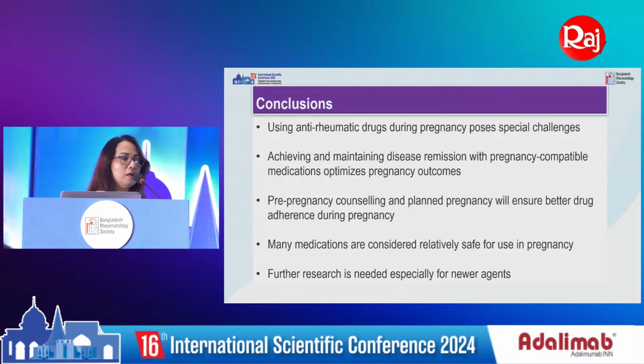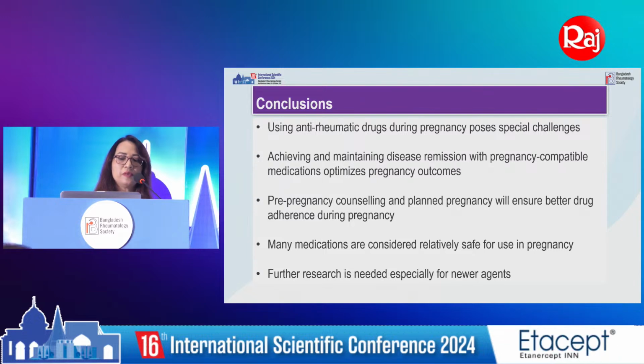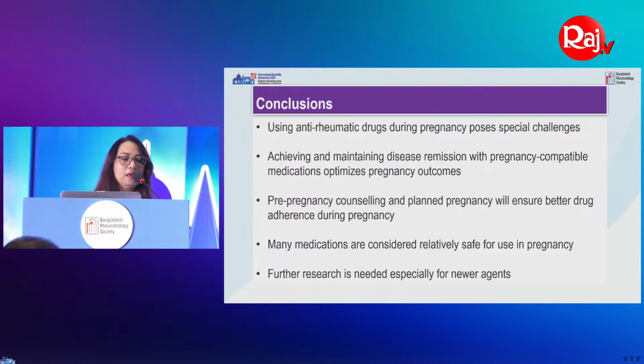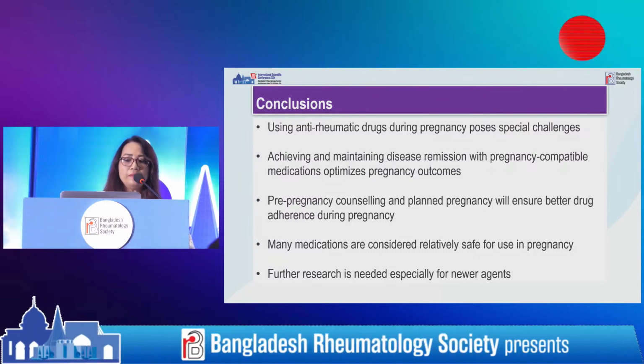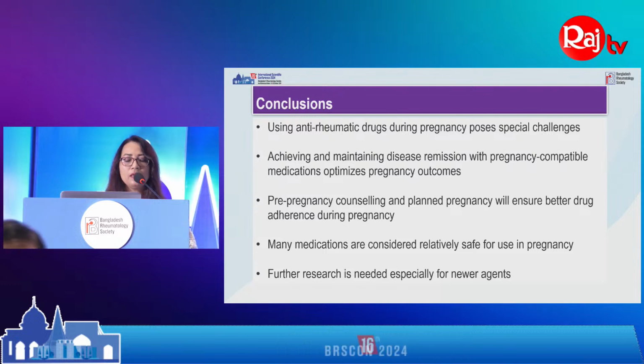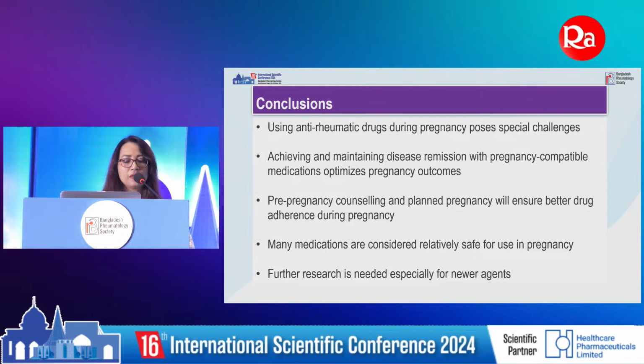In conclusion, using anti-rheumatic drugs during pregnancy poses special challenges. Achieving and maintaining disease remission with pregnancy-compatible medications optimizes pregnancy outcomes. Pre-pregnancy counseling and planned pregnancy will ensure better drug adherence during pregnancy. Many medications are considered safe for use in pregnancy. We should use those drugs. Further research is needed, especially for newer agents.